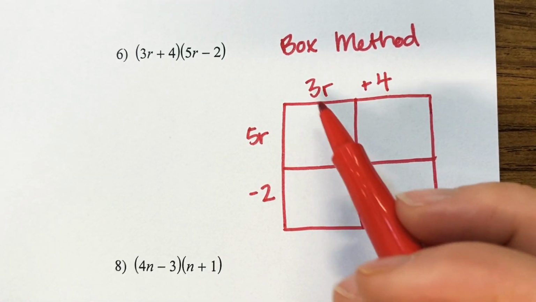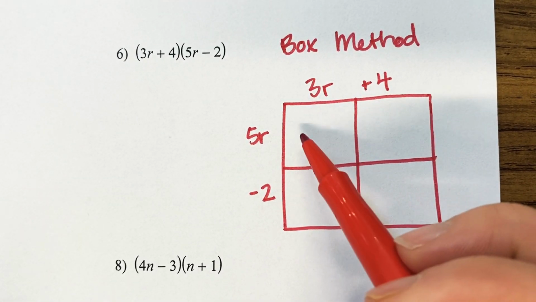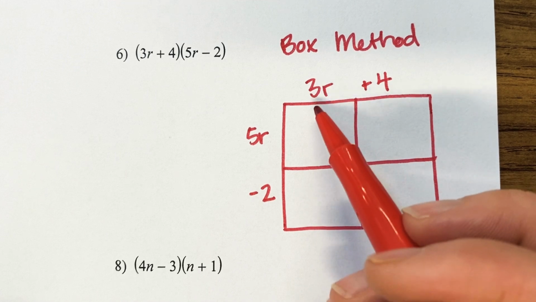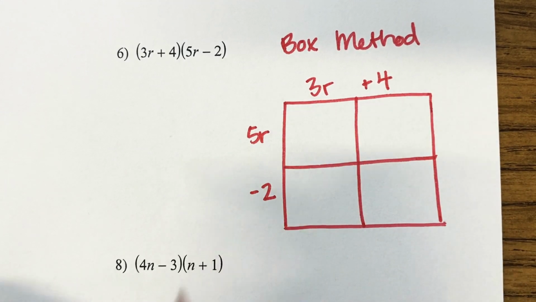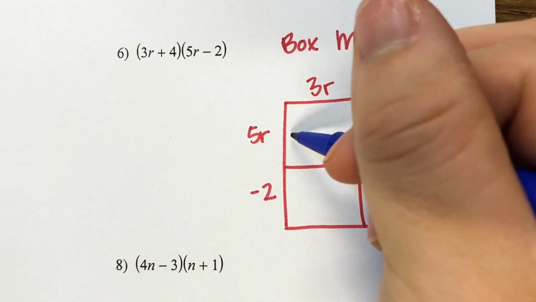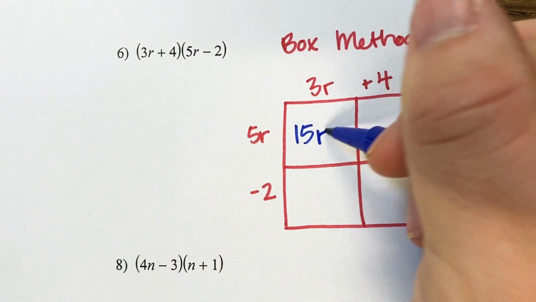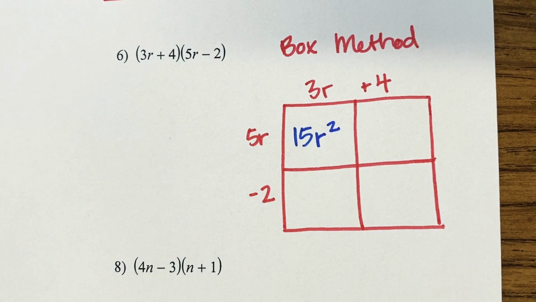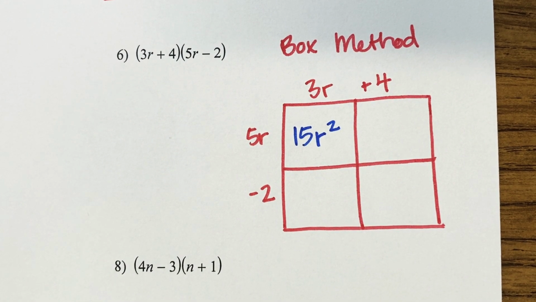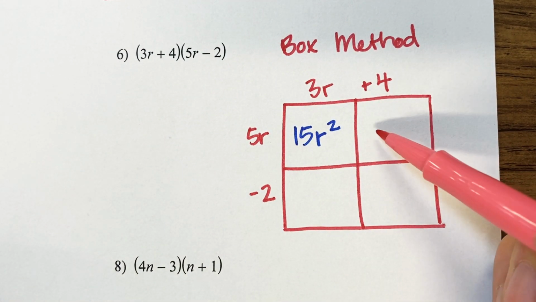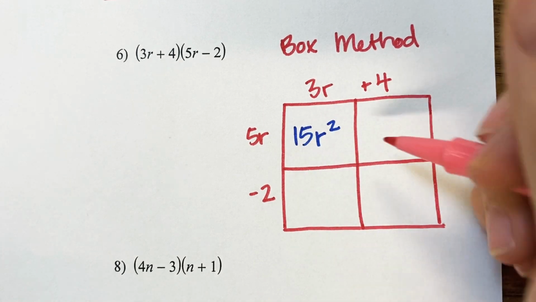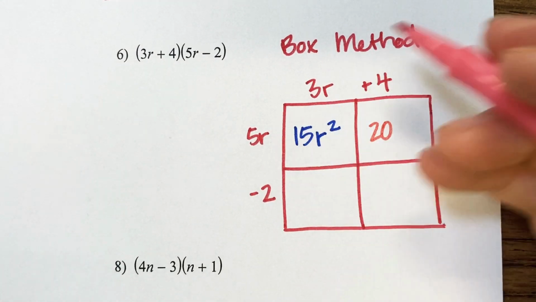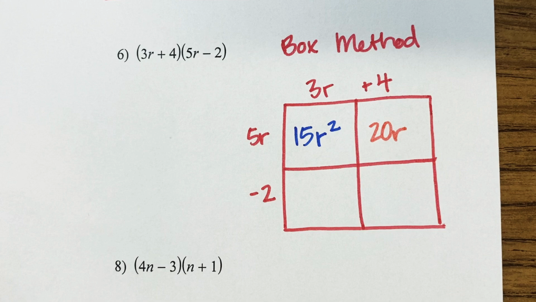Okay, so now we just need to fill in the boxes. In our first box, it lines up with 5r and 3r. So what is 5r times 3r? We have 5r times 3r, which is 15r squared. Our next box lines up with 4 times 5r, so 4 times 5 is 20 with the 1r.